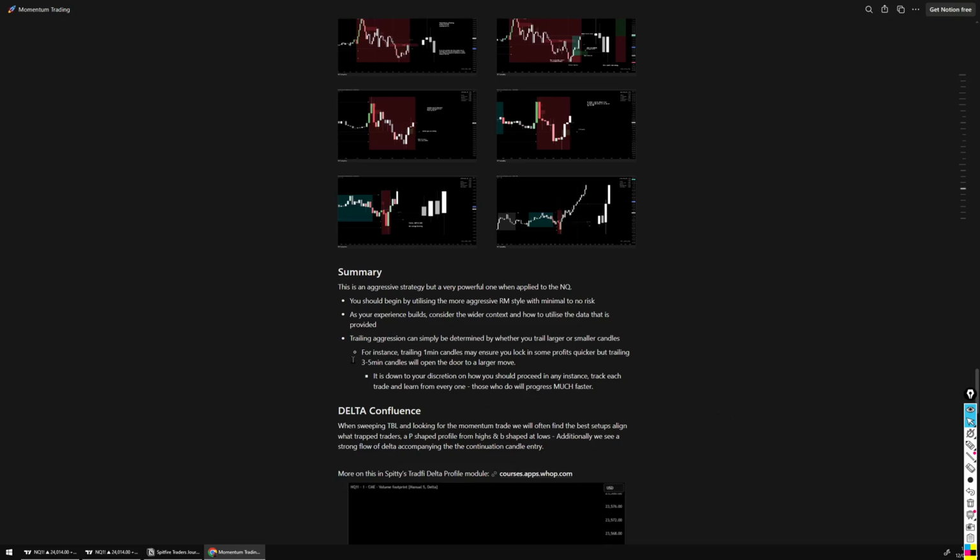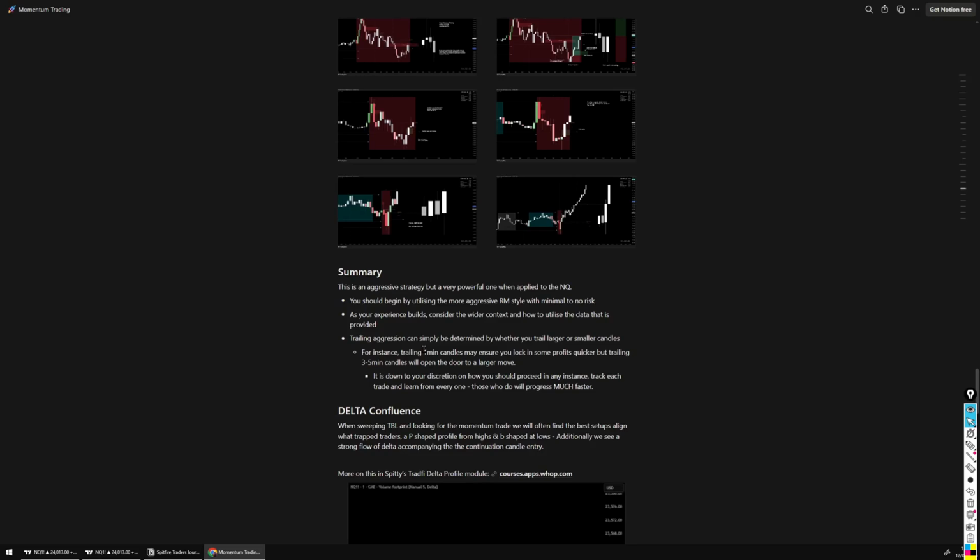So, trailing aggression can simply be determined by whether you trail larger or smaller candles. If you trail by 1 minute candles, you are being more aggressive in your risk management. If you trail by larger candles, you are being less aggressive, okay? And you need to figure out when to put your foot down and be more aggressive, or when to step back a bit and be less aggressive, okay? That's where the advanced part comes in, okay?